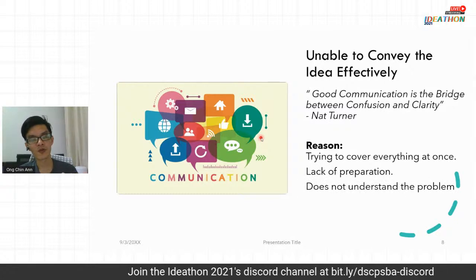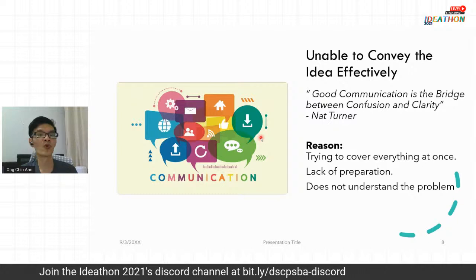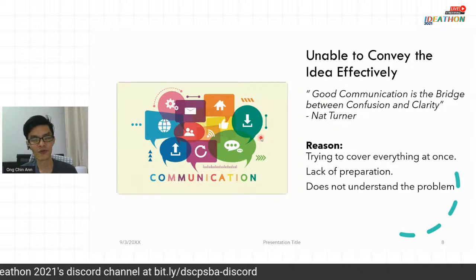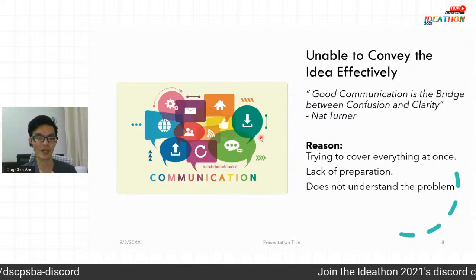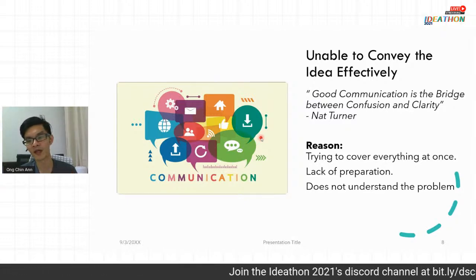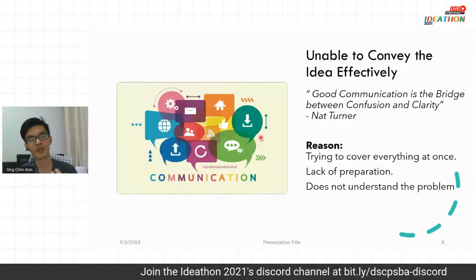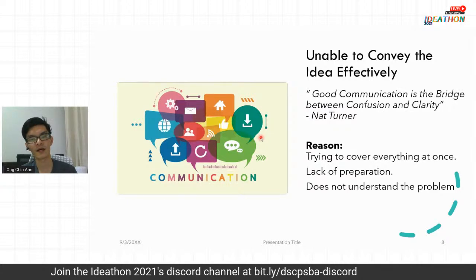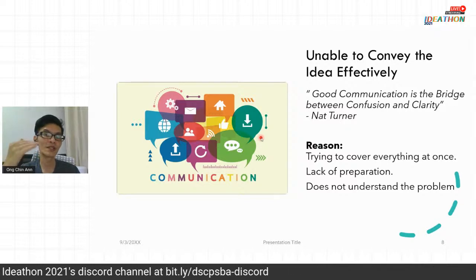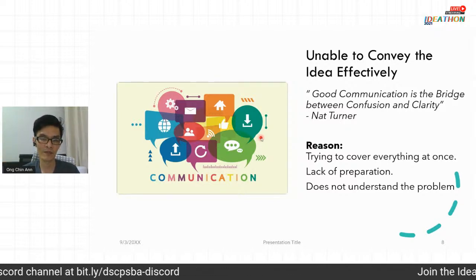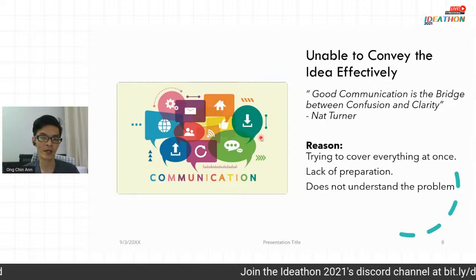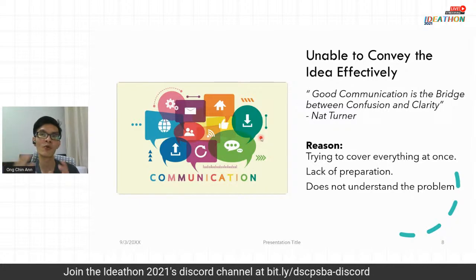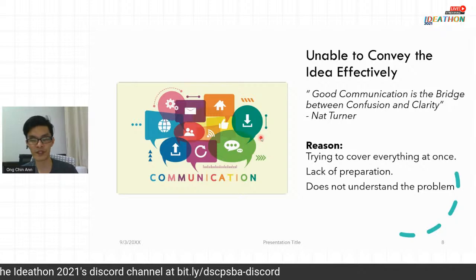Another possible reason is that probably you do not know what you are trying to explain either, right? If you do not know what you're trying to explain, definitely your audience won't be able to understand what you're trying to say as well. So these are some of the key reasons why a person won't be able to communicate ideas effectively. These are some of the points that, before you pitch your idea during presentations, you may want to take notes on, and you will be able to see how you can actually improve your presentations.